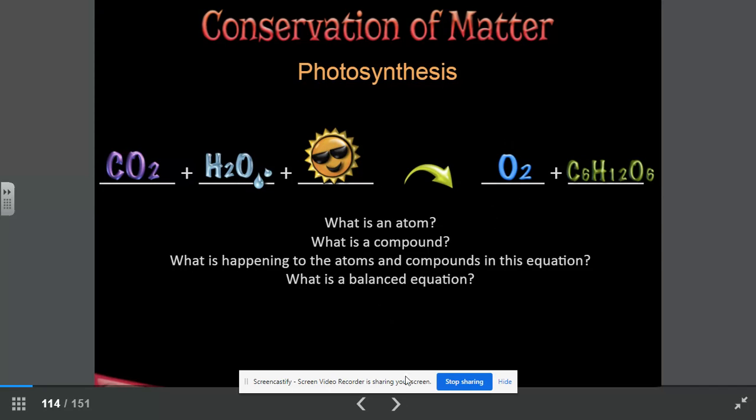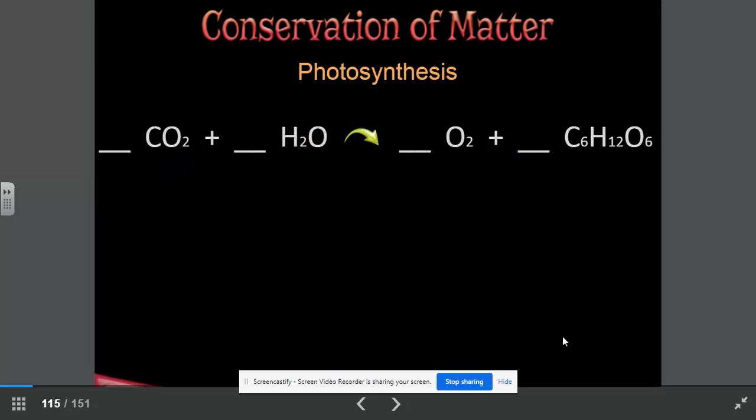So what is a balanced equation? Remember, whatever we do to one side of the equation, it has to be equal on the other side. Let's balance the equation using colors to represent the atoms. And again, we will be doing this together in class. We'll be using blue to represent a carbon atom.